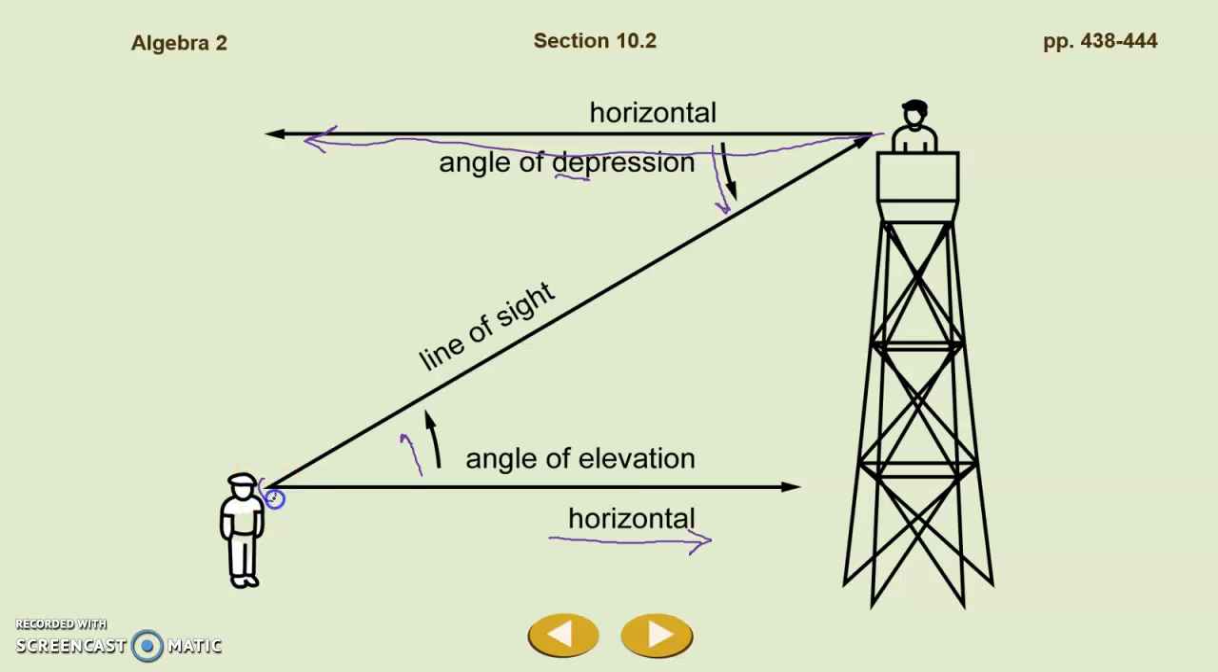The line between 2 points is called the line of sight. So looking down, you've created an angle of depression, looking up, an angle of elevation, and looking from person to person, a line of sight.